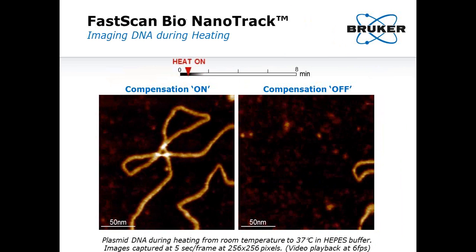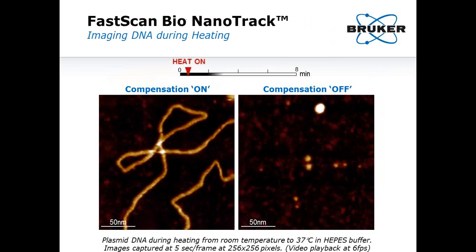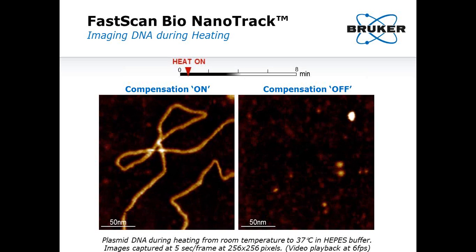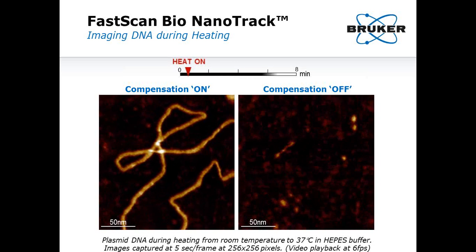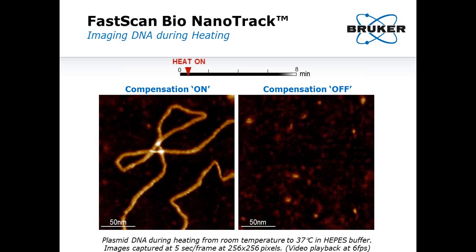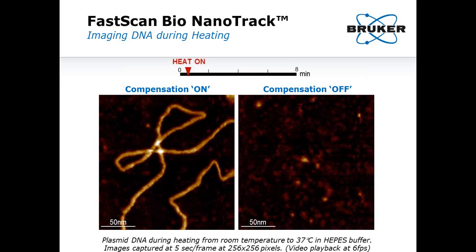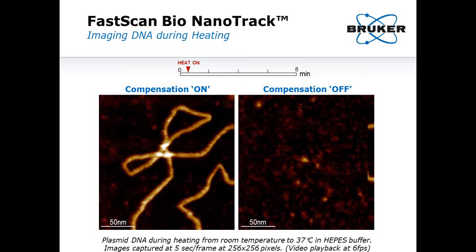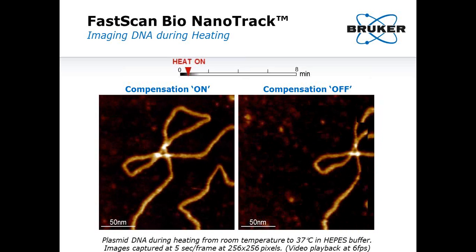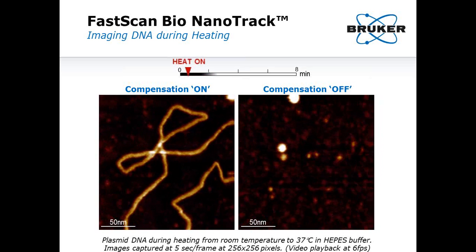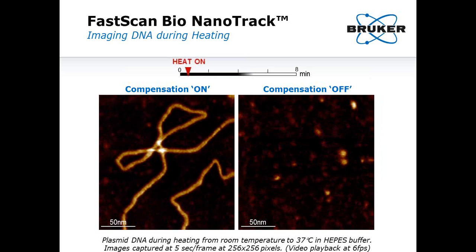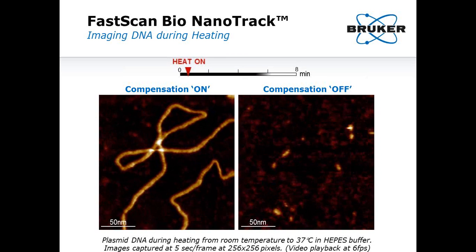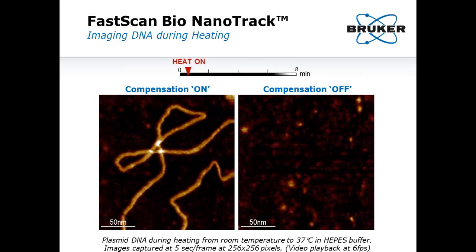Now, one of the latest capabilities of the FastScan Bio that is very beneficial for these types of cell mechanics or cell migration studies is the new NanoTrack feature, which was released earlier this year. NanoTrack enables tracking of a molecule or a feature of interest in real time. This includes automated scanner offsetting for compensation of any XY movement in order to maintain the position of the feature within a scanned area, as well as simultaneous recording and display of the associated path of movement.